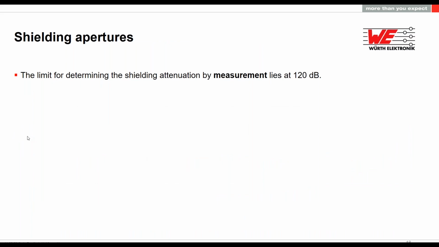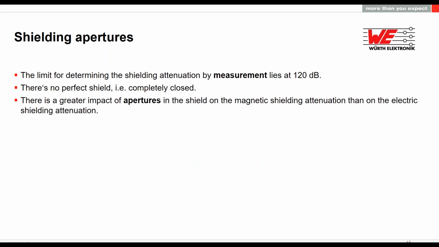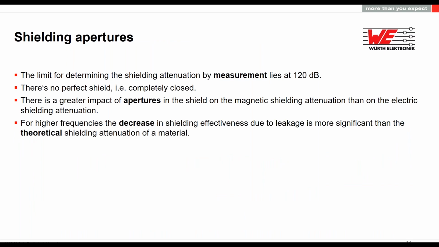So we go now to shielding apertures. There is no perfect shield. This means normally you have an enclosure on your device, and you try with this enclosure to keep all the external noises away and to keep all the radiation that could be coming from your device from going to the outside.